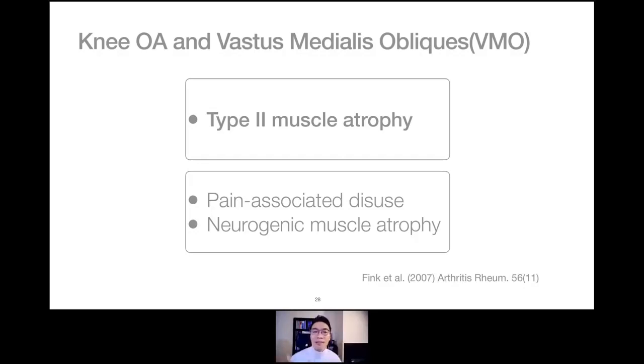7% of the whole muscle is decreased by decade. So it can be coming from the age-related factor, or anyway, it shows type 2 muscle atrophy. And another mechanism working underneath the weak vastus medialis obliquus is the pain-associated disuse. That's the reason why I mentioned engagement.